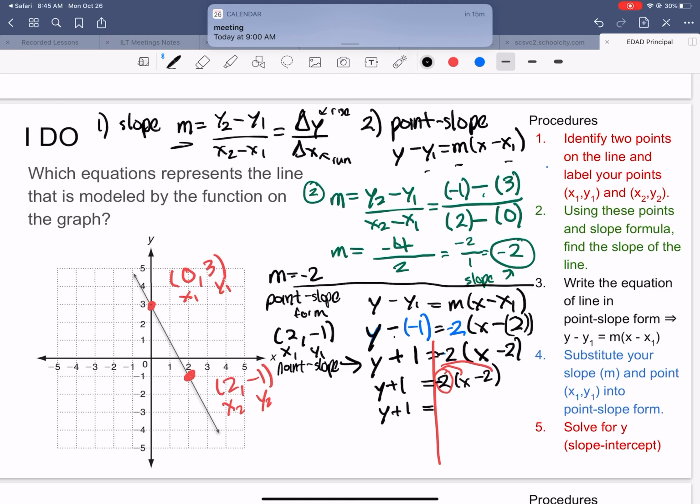All right, negative 2 times x gives me negative 2x. Negative 2 times negative 2 gives me plus 4. At that point, I'm going to go ahead and subtract 1 off of both sides to isolate the y. Again, I'm trying to get the y by itself. y is equal to negative 2x, because I just dropped that down since we didn't do anything with it, plus 4 minus 1, which gives me 3. And now we have our equation in slope-intercept form.